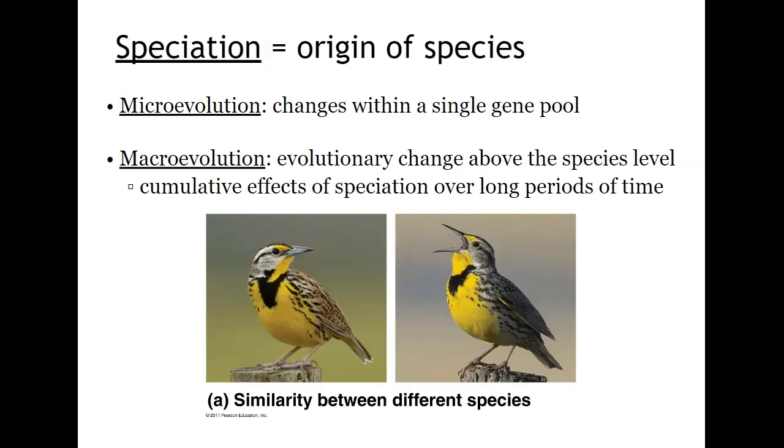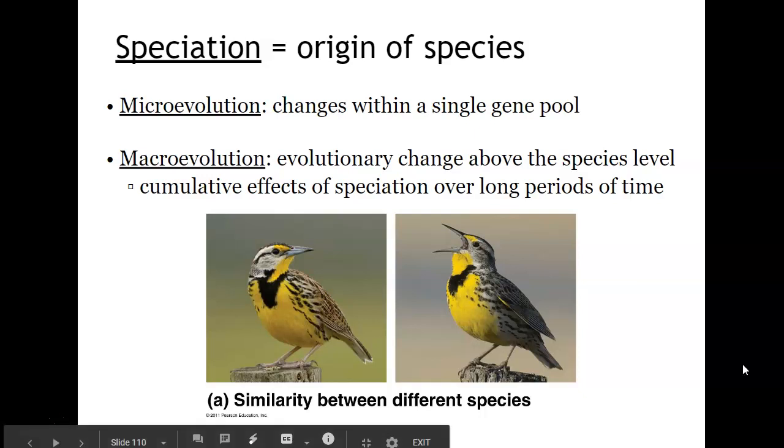This can result from microevolution, which we already talked about, which is changes within a single gene pool. So that's when we did the Hardy-Weinberg equilibrium. And then we also have macroevolution. So this is really above the species level. It has to do with cumulative effects of speciation over a long period of time. So I'll talk about that in a minute. But it's kind of micro, small scale, versus macro, large scale.